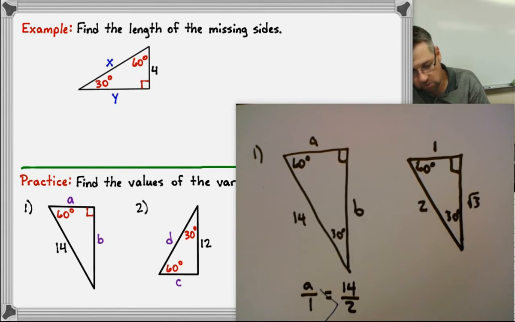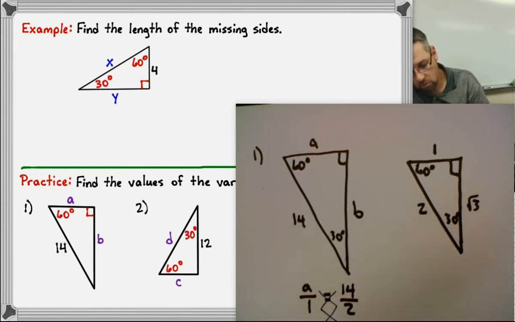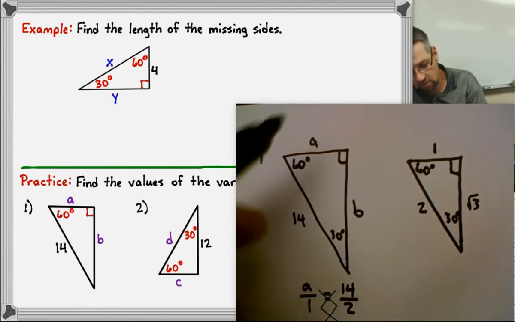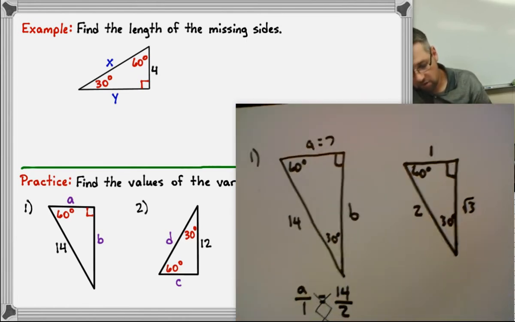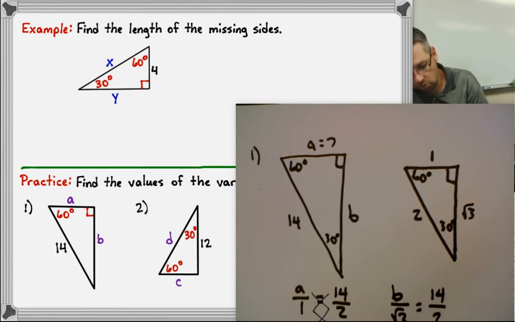A times 2 is 2A. And that would be equal to 14 times 1, which is 14. And then we'll go ahead and divide by 2 here. And we end up with A equals 7. So we've got A. For B, we would say B over rad 3 equals 14 over 2.